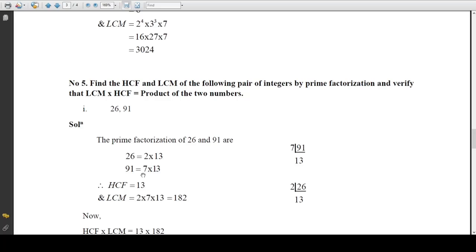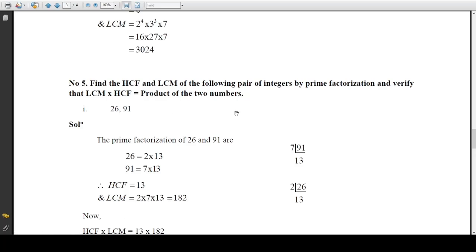LCM will be the product of each prime with the highest power: 2, 7 and 13, isn't it? The primes of these two numbers are 2, 7 and 13, and highest means there is no more. 2 highest is 1, 7 highest is 1, and 13 also highest is 1. Therefore the LCM will be the product of these three, which will give us 182.